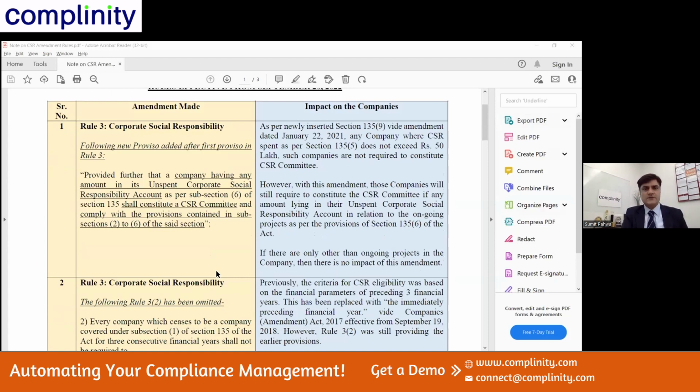I think what Chandan was saying was, if you have an unspent amount, then still you need a CSR committee, even if this year's spend is less than 50 lakhs.